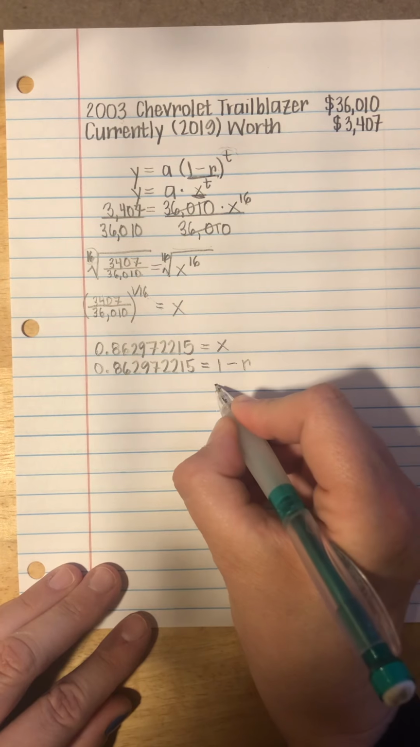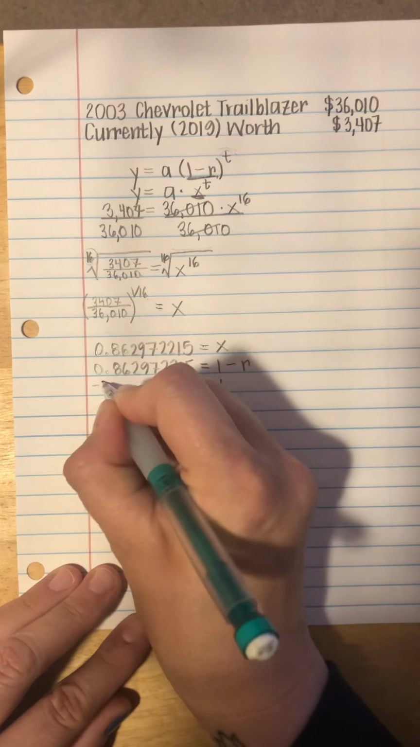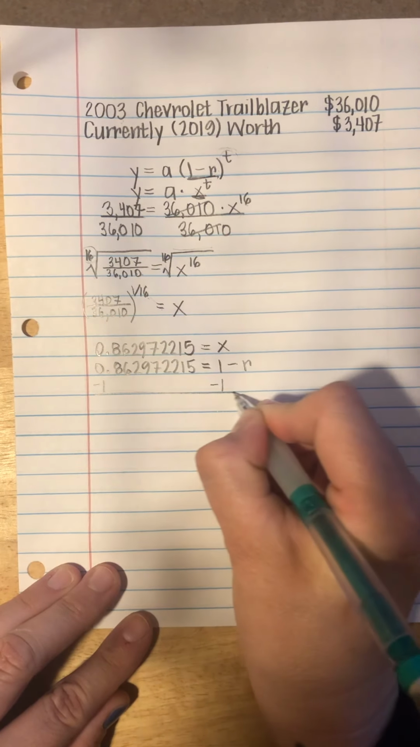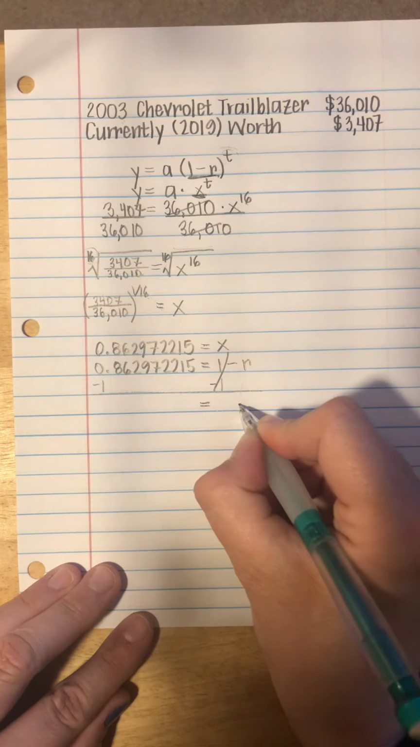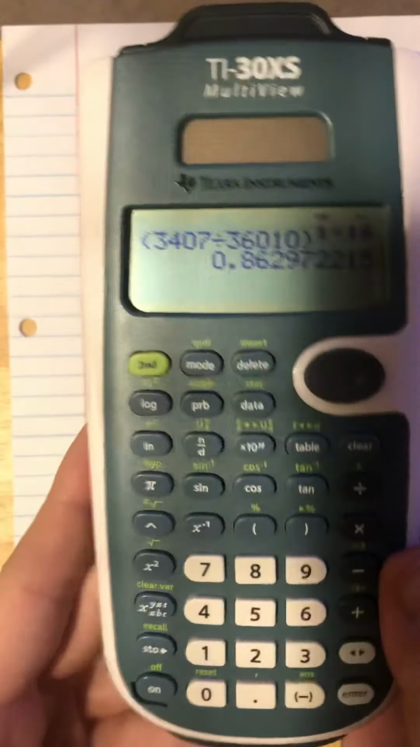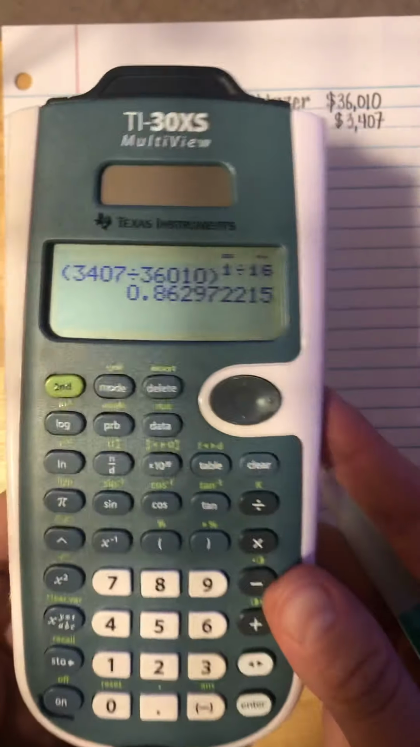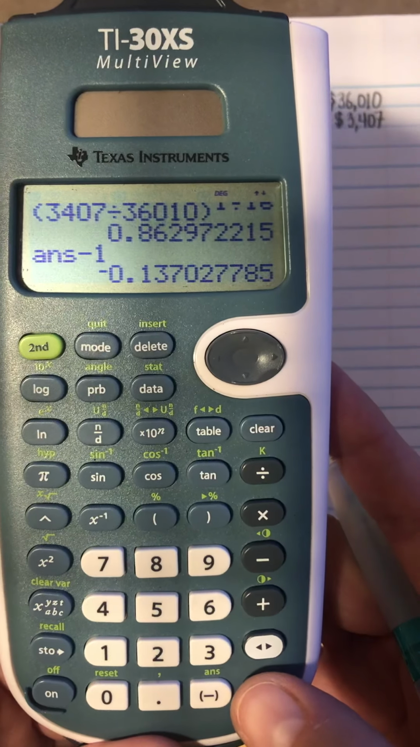So what would I do? Well, I need to get rid of that 1. How am I going to get rid of a positive 1? I'm going to subtract it. So I'm going to subtract 1 on each side. Now notice when I do that and I bring this down, I'm not just bringing down an r, I'm bringing down a negative r. Now I'm going to go back to the computer, calculator, whatever. Take that answer I just got and subtract 1 from it.